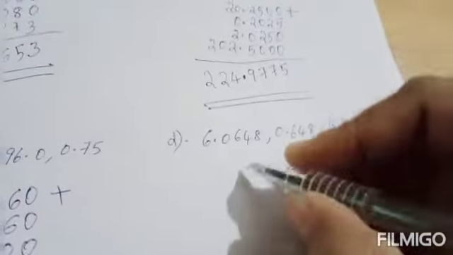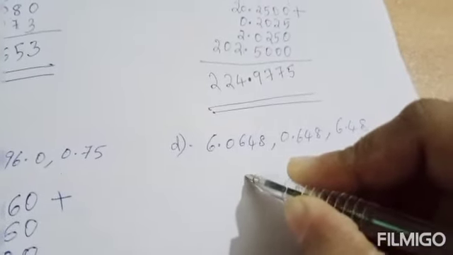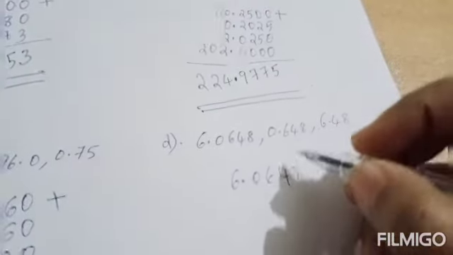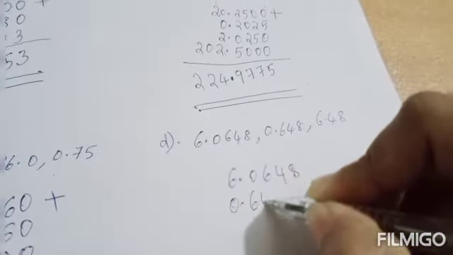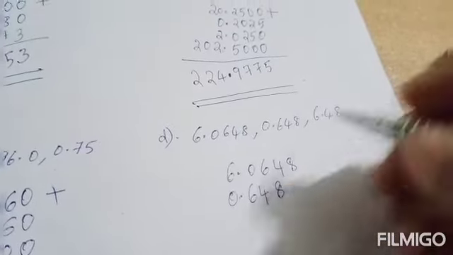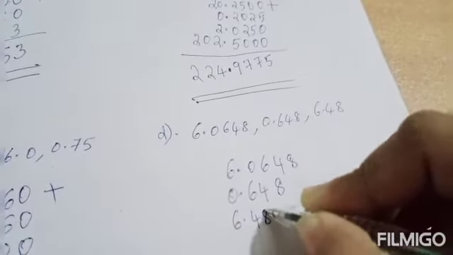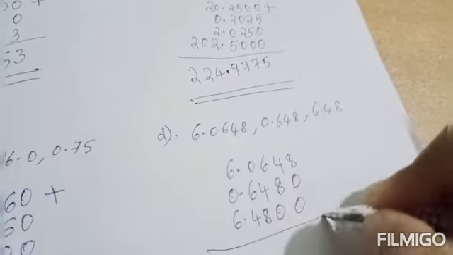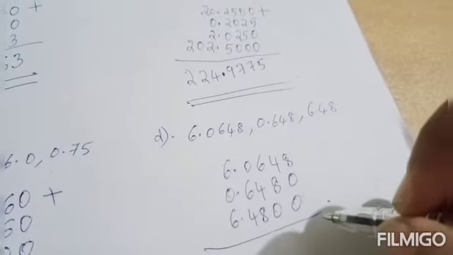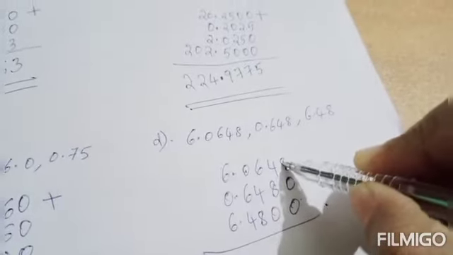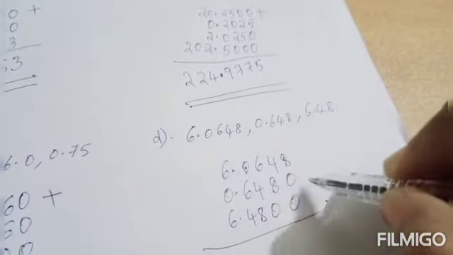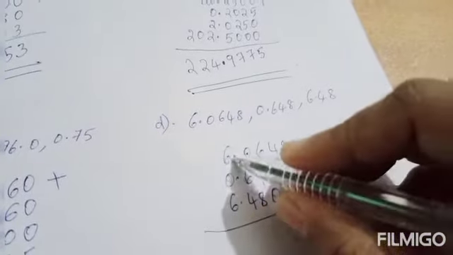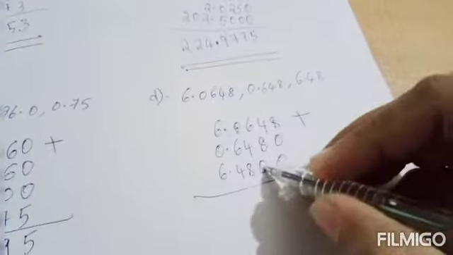Next D, 6.0648, 0.648, then 6.48. So write the numbers in column form. So 6.0648, then 0.648 you can write here, then 6.48. In these places where there are no digits after the decimal, you can put zeros. In these three numbers, 4 digits are needed after the decimal point. That's why we put zeros here.